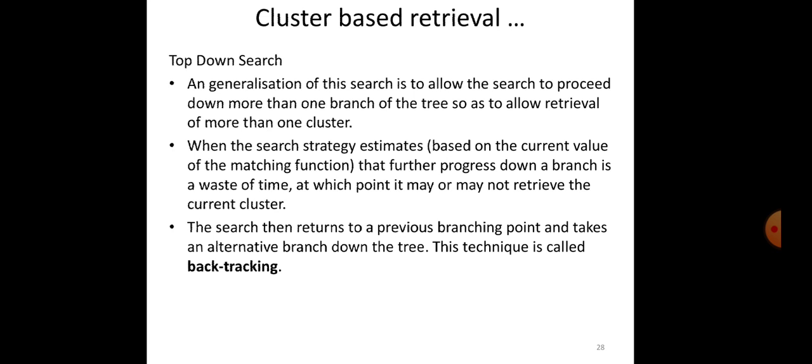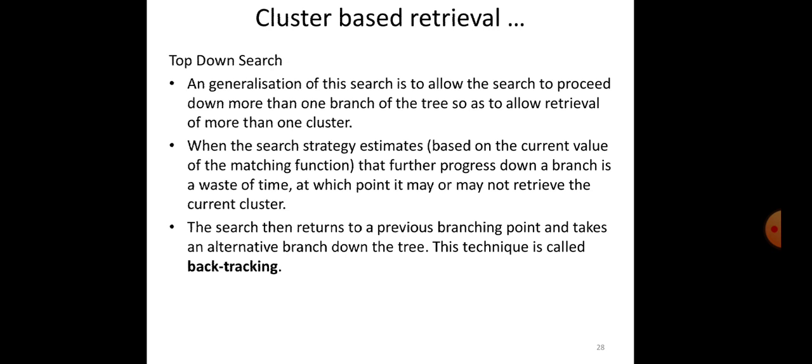When the search strategy estimates, based on the current value of the matching function, that further progress down a branch is a waste of time. If the decision rule foresees that it is a waste of time to go to the next branch, at that point, it may or may not retrieve the current cluster. The search then returns to a previous branching point. If we foresee that is a pure waste if you go to the next branch, then we will backtrack.